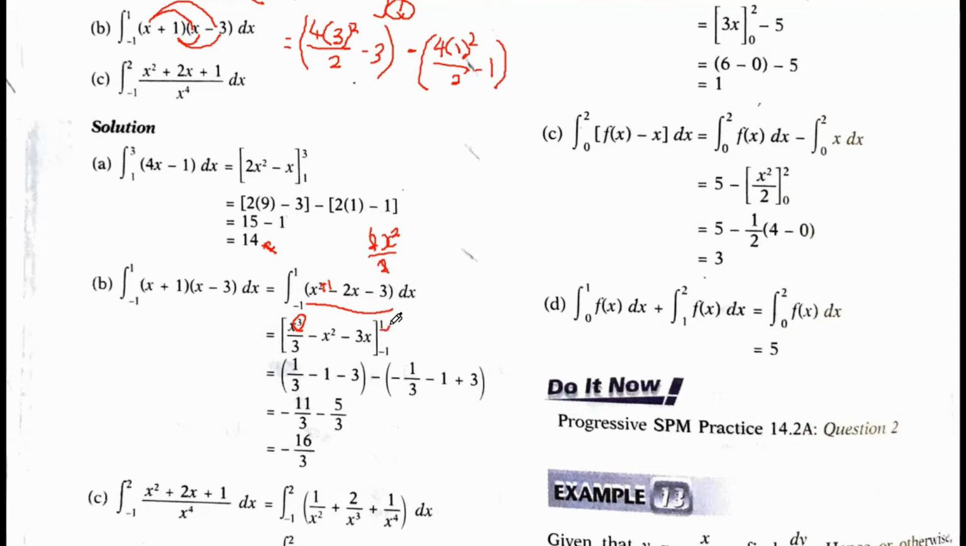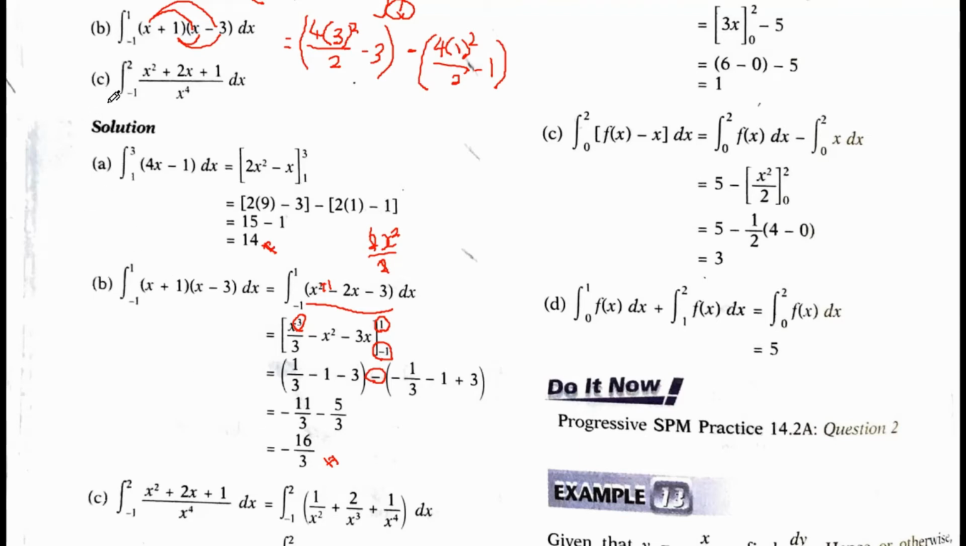Okay, substitute the upper limit first. So 1 cubed over 3, 1 over 3, minus 1 squared, 1, minus 3. Then minus, substitute the lower limit to x here. So negative 1 cubed is negative 1, negative 1 over 3 minus negative 1 squared is positive 1, so negative 1, negative 1 times 3, negative 3 times negative, so you have positive 3. Use a calculator to find, and you will have negative 16 over 3.